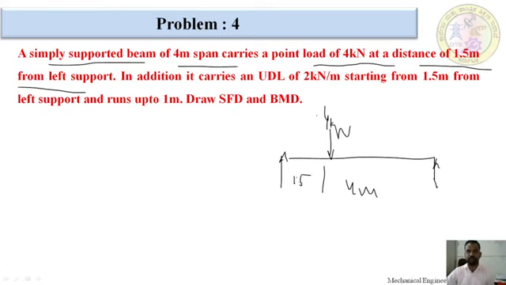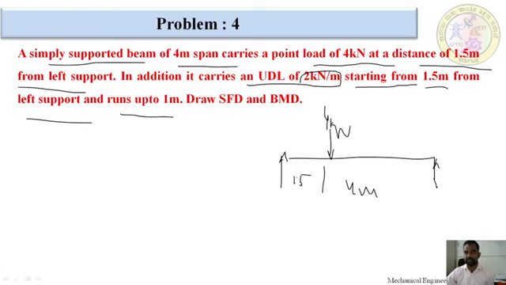After that, this is a very important point for understanding purpose. In addition to the point load, it also carries a UDL of magnitude 2 kN per meter starting from 1.5 meter from left support. We do not start from the left support, the UDL is starting only after 1.5. That UDL runs up to 1 meter.